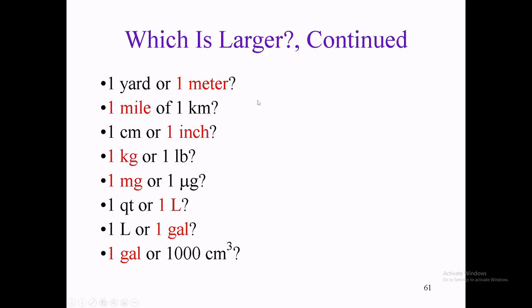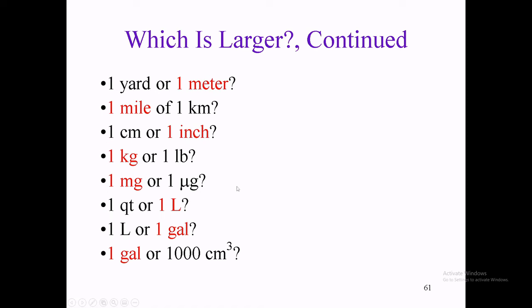So if we take a look at this, we'll see that a meter is larger than a yard. We saw that with our picture earlier. A mile is larger than a kilometer. An inch is bigger than a centimeter. It's about 2.5 centimeters specifically. A kilogram is bigger than a pound. A kilogram is about 2.2 pounds.